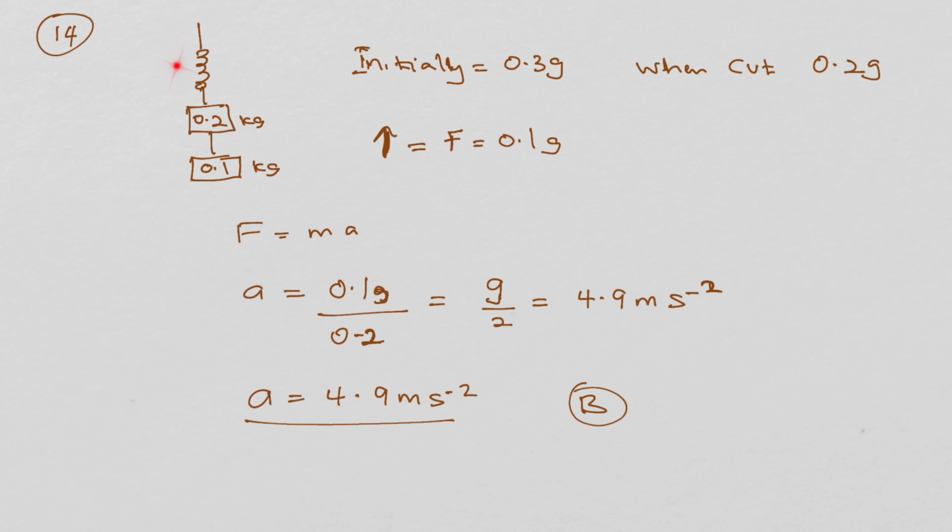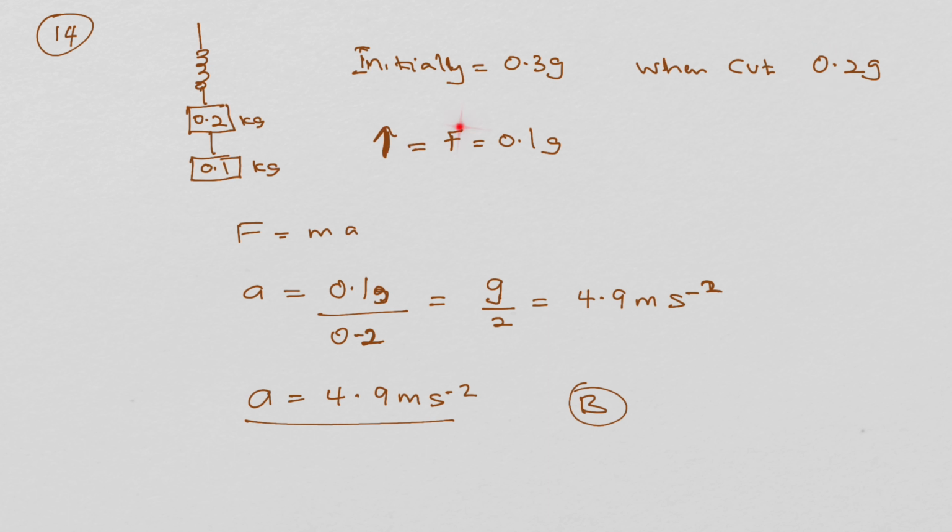Question 14. A 0.2 kilogram mass is suspended from a spring. A 0.1 kilogram mass is suspended from the 0.2 kilogram mass using a thread of negligible mass. The system is in equilibrium and the thread is then cut. What is the upward acceleration of the 0.2 kilogram mass at the instant that the thread is cut? Well, initially, the force on the spring will be 0.3 times the gravitational field strength. And when it is cut, the force is now going to be 0.2 times the gravitational field strength.